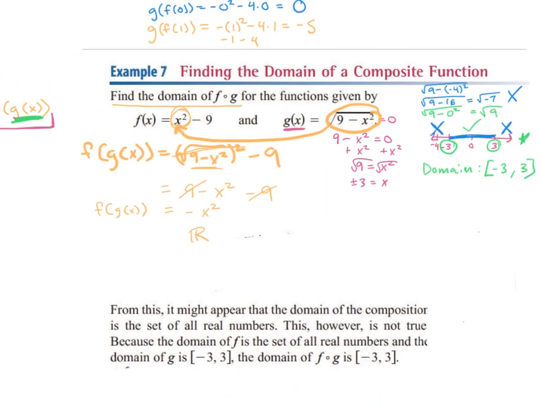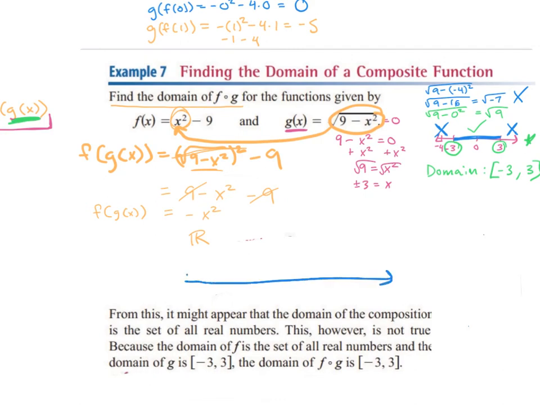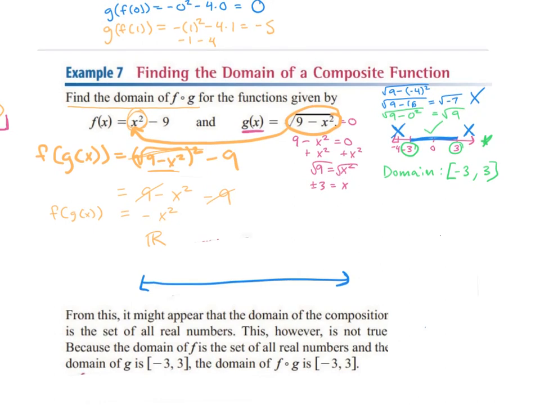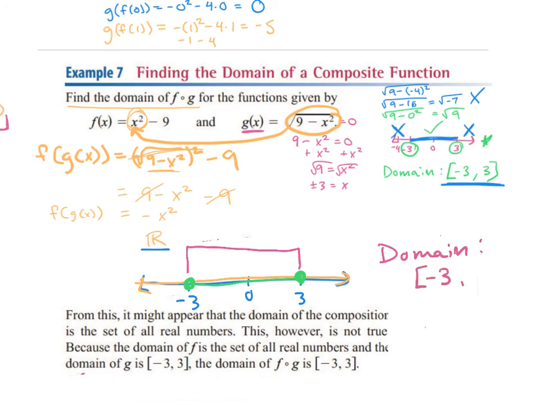So if we put these together on a number line, the two domains, our domain of f of g of x and our domain for just g of x: our domain for f of g of x would be the whole number line, and our domain for just g of x is only from -3 to 3. So our domain for our function is only what's in common between the two. What's in common is just from -3 to 3. So our domain for the function here is from -3 to 3.